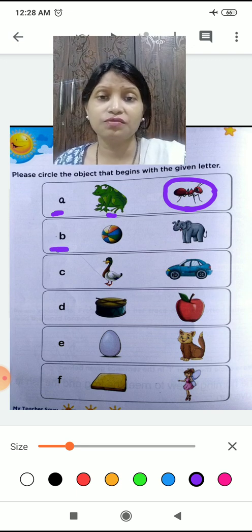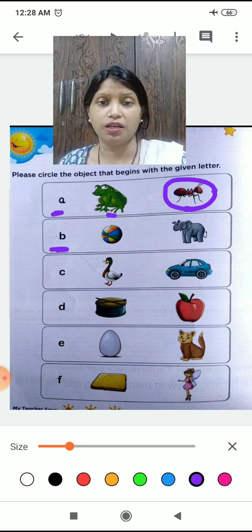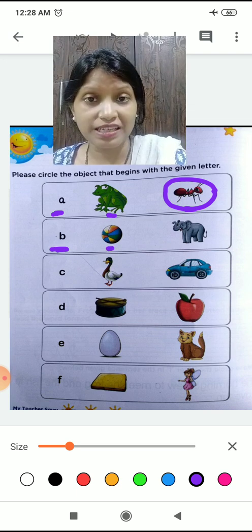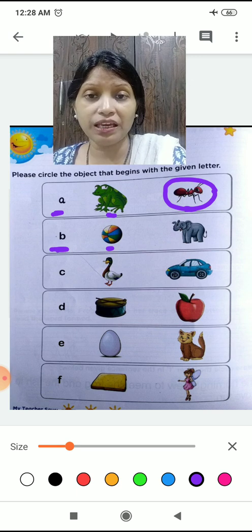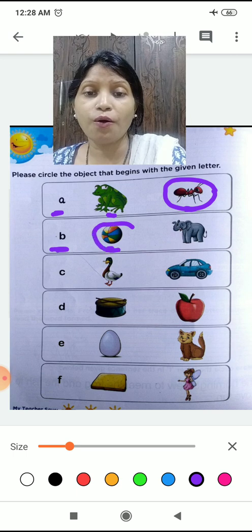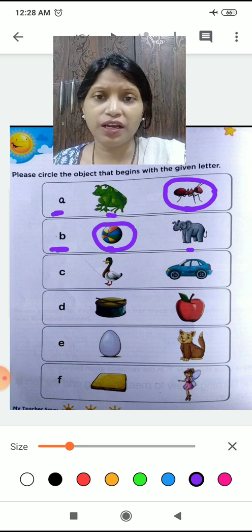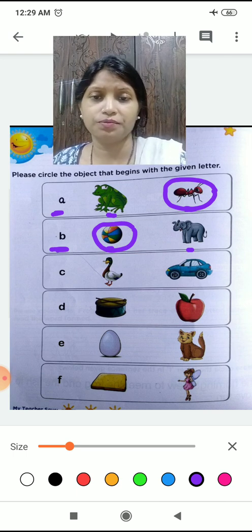See the next. What is this? Which alphabet is it? It is B. Okay. So now tell me, what is this children? Yes, it is ball. So B has a ball that starts with B. Yes, B is for ball. And what is this children? Elephant. So elephant does not begin with the B. Elephant B से start होता है. No, B is for ball.